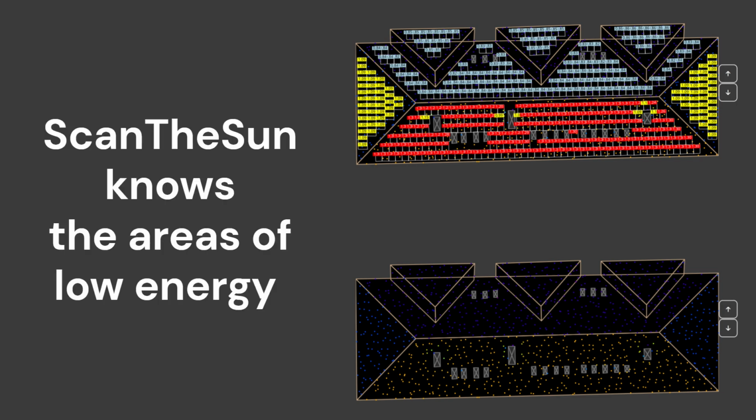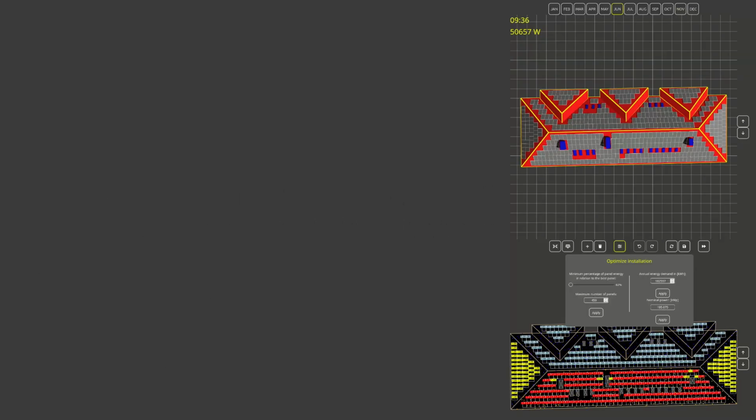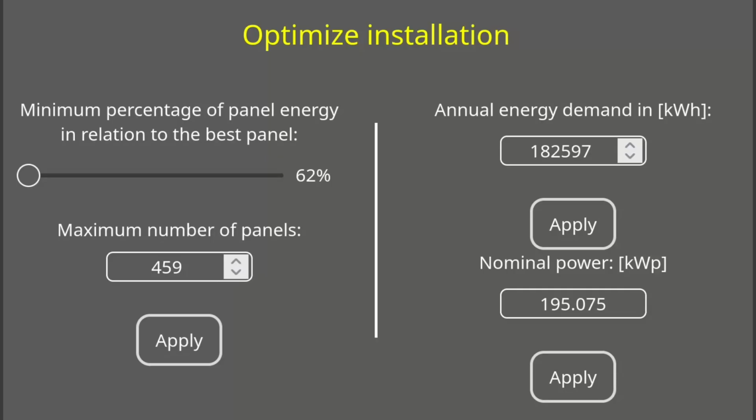So ScanTheSun knows the areas of low energy potential and low energy yield. Reducing the design by unnecessary elements will remove panels exactly in these low energy areas, leaving the highest efficiency panels in the design. Let's play with the panel's number limit parameter. Initially, you get the design with the maximum possible number of panels. Here it is 459 panels.